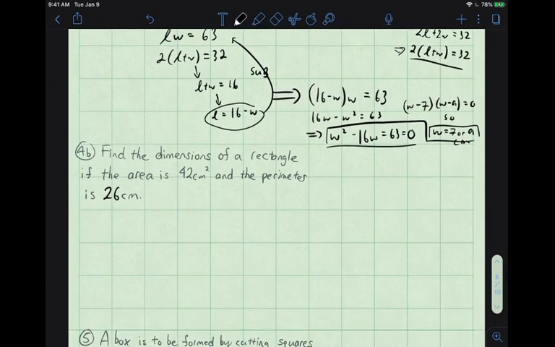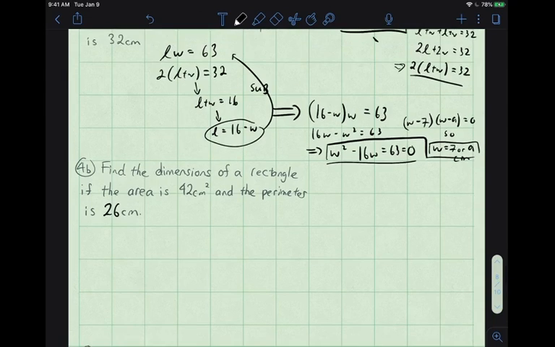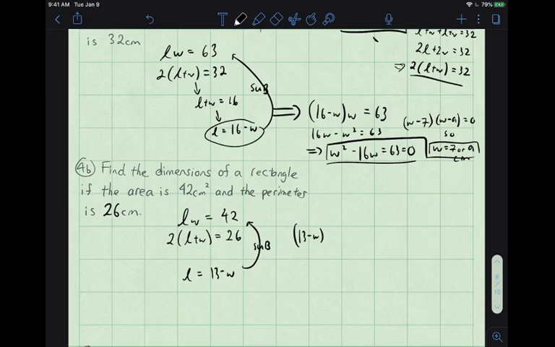Similar practice down here. 42 and 26. So we can use the same setup as before. Notice the structure of the word problem is the same. So then we get L is equal to 13 minus W. Again with the substitution. 13 minus W.